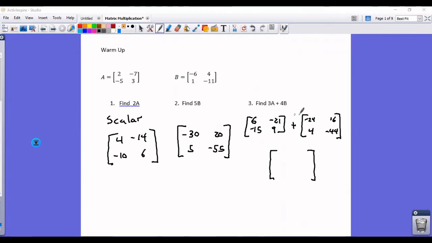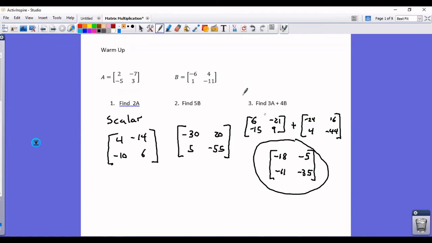So adding them together now is just element to element. The 6 and the negative 24 would make a negative 18. Negative 21 and positive 16 is a negative 5. Negative 15 and positive 4 is negative 11. 9 and negative 44 is negative 35. Is that right? And again, if you type the 3a plus 4b into that Desmos calculator, it would give you that final answer. It won't give you these; you'd have to do the 3a separately.